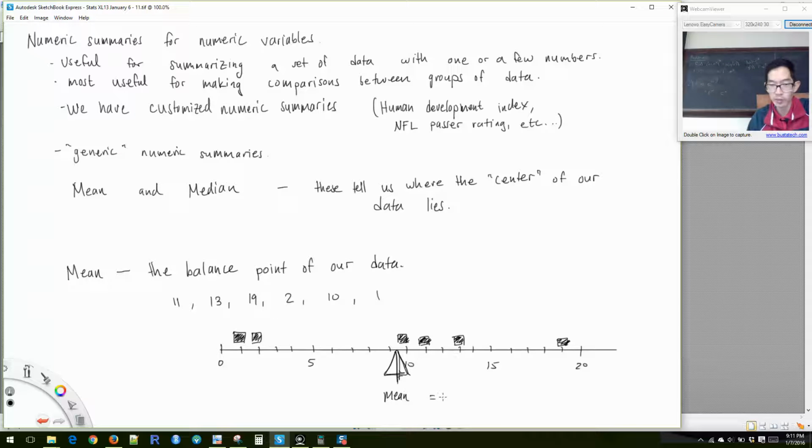So the mean is equal to, I would add all of these up and divide by 6. The symbol for the mean is y bar, and we get it by adding up each y and dividing by how many we have. So in our case we would do 11 plus 13 plus 19 plus 2 plus 10 plus 1 divided by 6. We would get 56 over 6, 9.33. So my mean is 9.33. This is our balance point here.